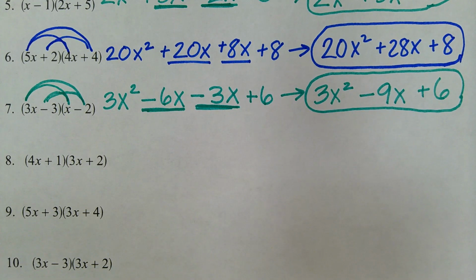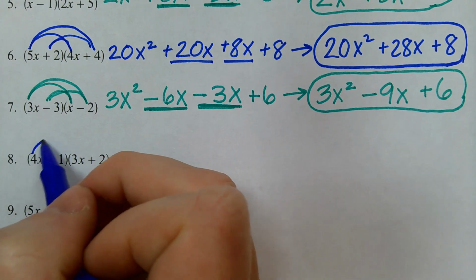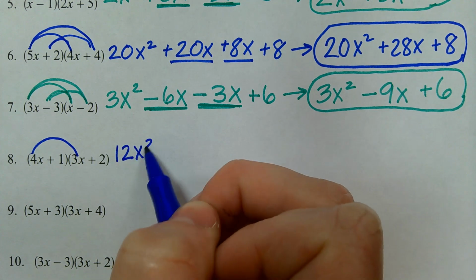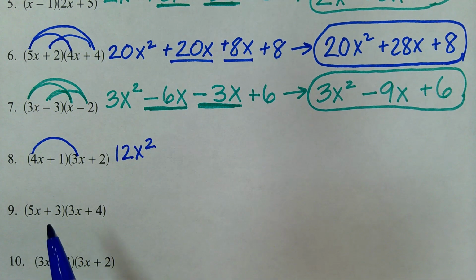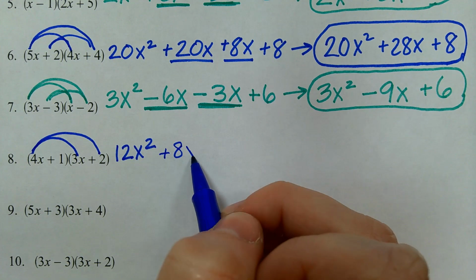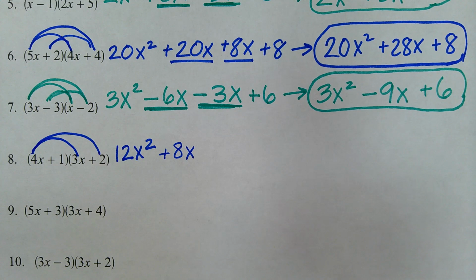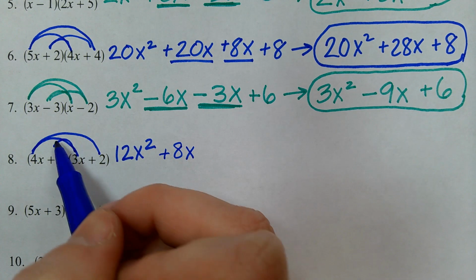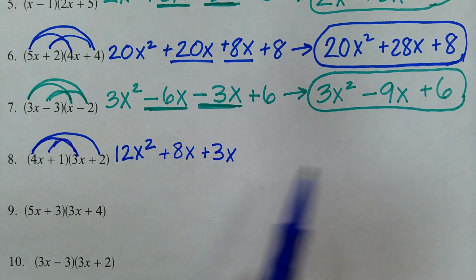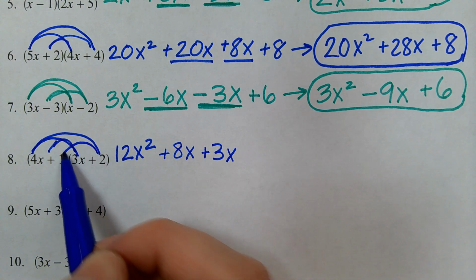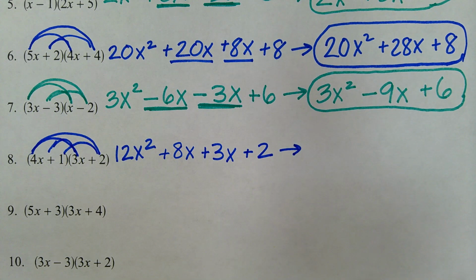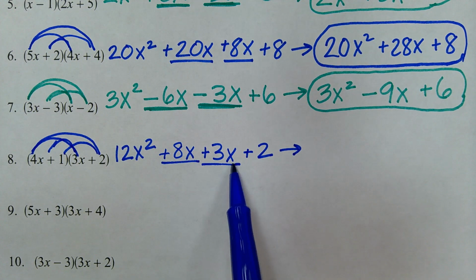4x times 3x. We're going to do our first terms. 4x times 3x is 12x squared. Next one. 4x times 2 is 8x. Next one. 1 times 3x is 3x. And last but not least, 1 times 2 is 2. What's left to do? Yes, combine like terms.